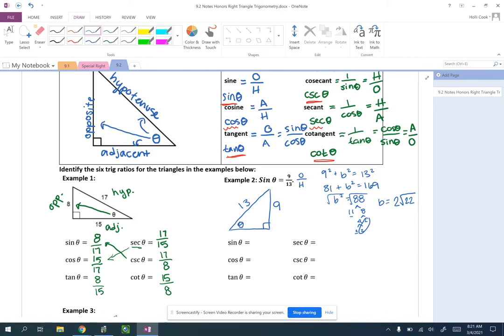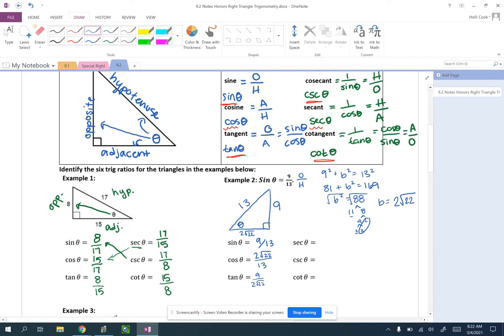Okay, now let's find our sine and our other trig values. So sine is opposite over hypotenuse. We already know that one. That's the one we're given, right? 9 over 13. Now cosine is adjacent over hypotenuse. So that's going to be our 2 root 22 over 13. Okay, then we need to find our tangent. The tangent is opposite over adjacent. So that's going to be 9 over 2 root 22.